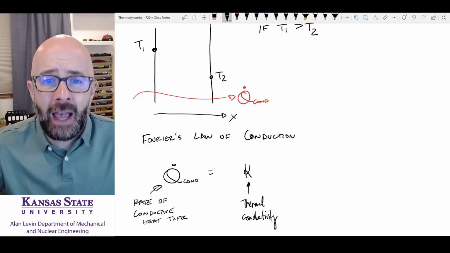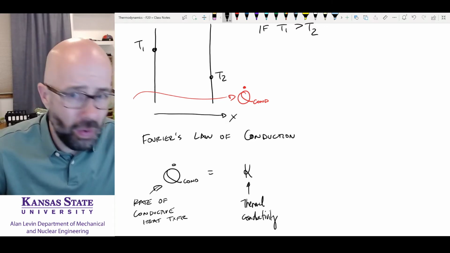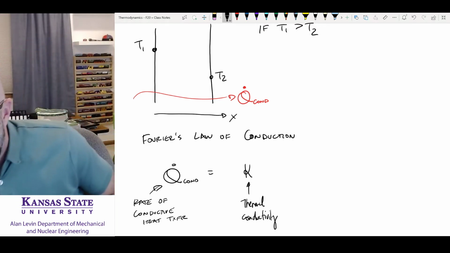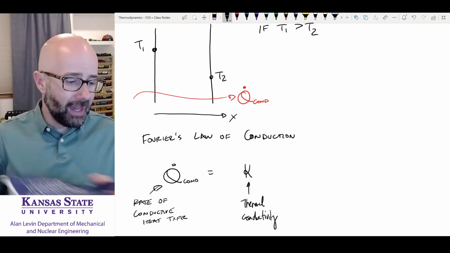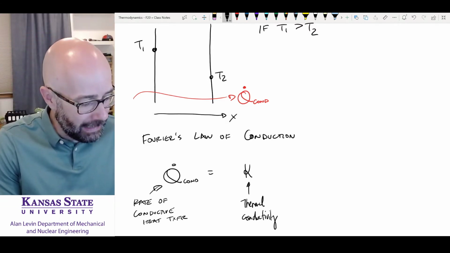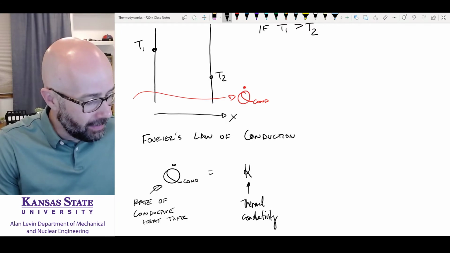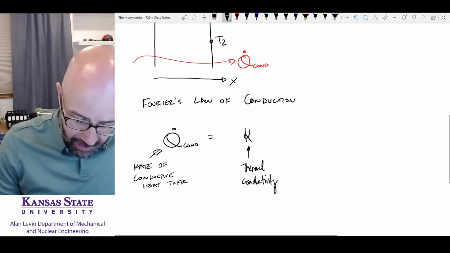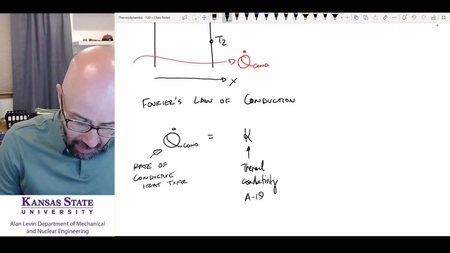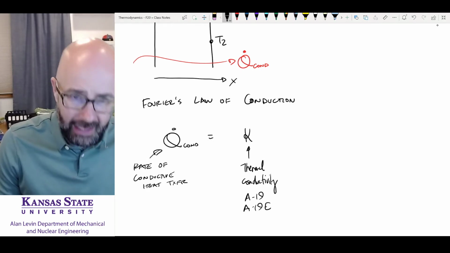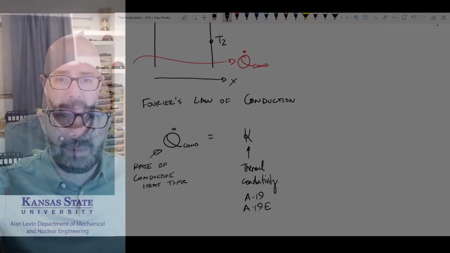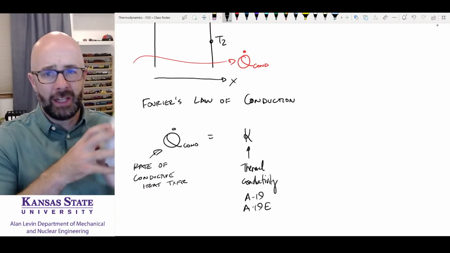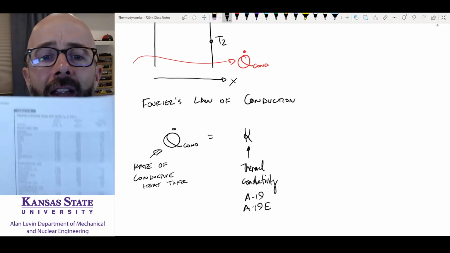Every material has a thermal conductivity, and in your appendices, you're going to find a list of all sorts of thermal conductivities. That's going to be in Table A-19, or A-19E. Let me just make sure my document camera wants to work. It doesn't want to work today. I'll have to show it to you. Here it is. Here is the table.